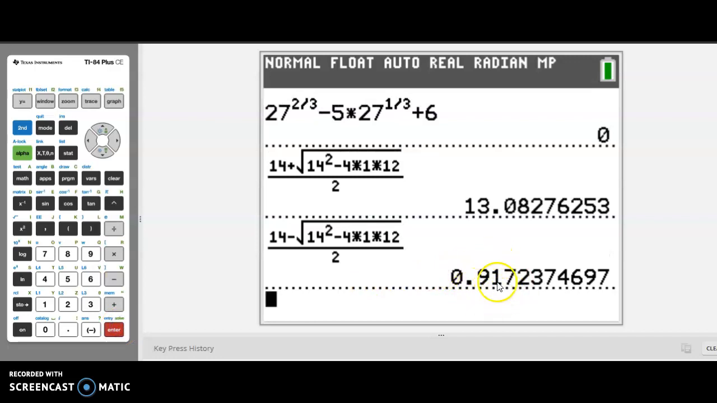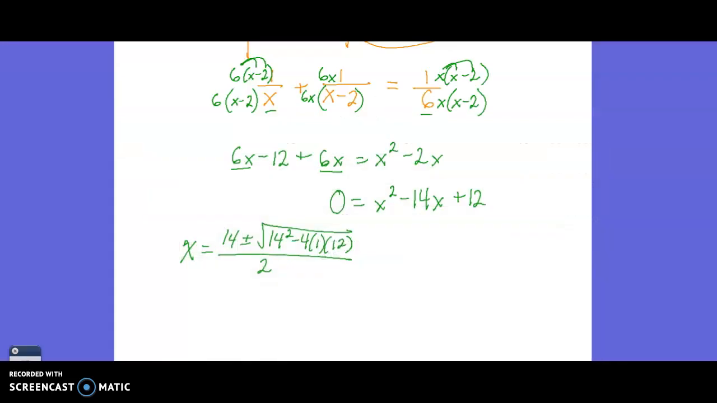And what this answer is saying is that one person can complete a job by him or herself in 0.917 hours. Well, that doesn't make any sense. If both of them working together take 6 hours, how could one person finish a job in less than 6 hours? So that's why this answer doesn't make any sense. So the answer we want is 13.083.